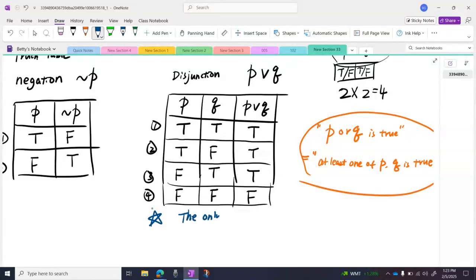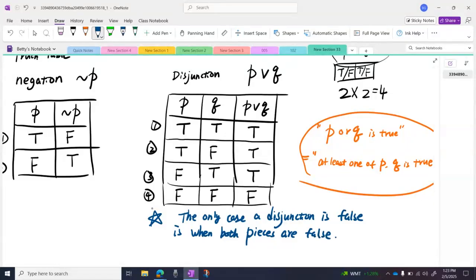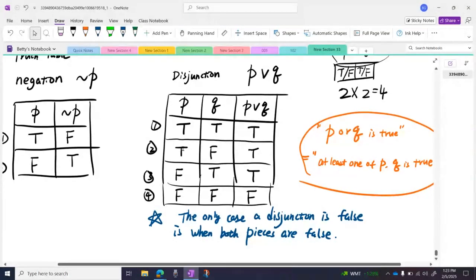The only case a disjunction is false is when both pieces are false. And here, I'm sorry, I use "pieces." You don't see that in the book. It's just that I think referring to pieces is easier later when I explain questions.